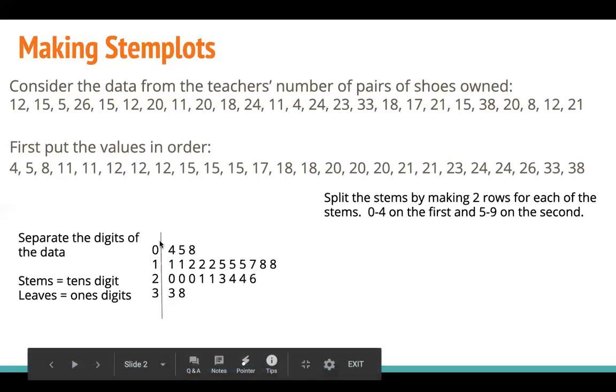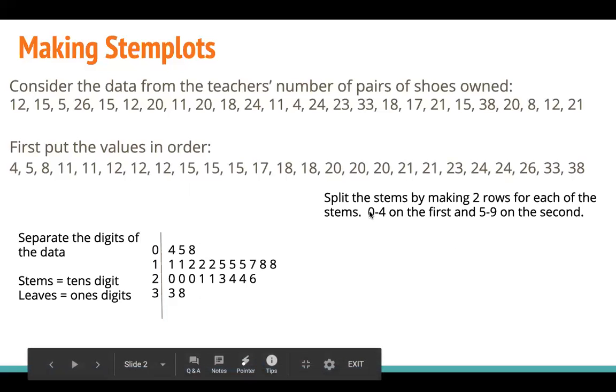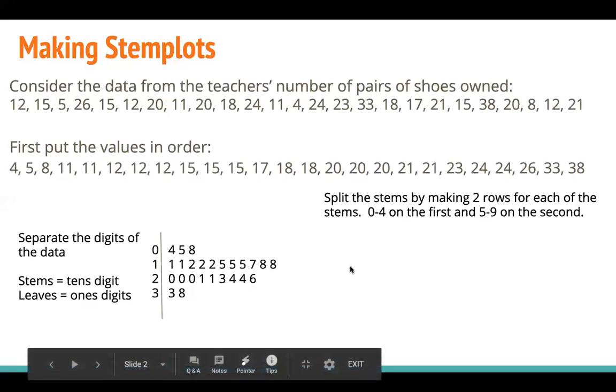One thing we can do to get some more information from a stem plot is to split the stems, especially when the data is kind of clumped up like this. How we split stems is we basically make 2 rows for each of the stems. So instead of just 1 zero row, I'm going to have 2 rows for 0, 1, 2, 3. The ones digits 0 through 4 are going to go on the first row, and the 5 through 9 on the second, for each of the stems. So let's see what that looks like.